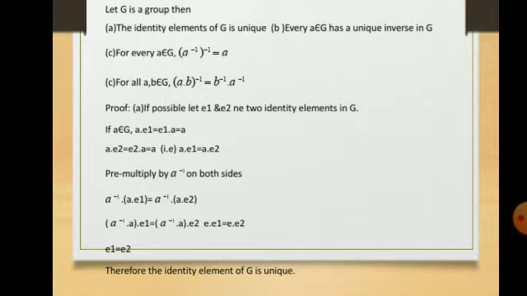So, we are getting E. The value of A inverse dot A is equal to E. So, E dot E1 is equal to E dot E2. From this, we are getting E1 is equal to E2. Therefore, the identity element of G is unique.